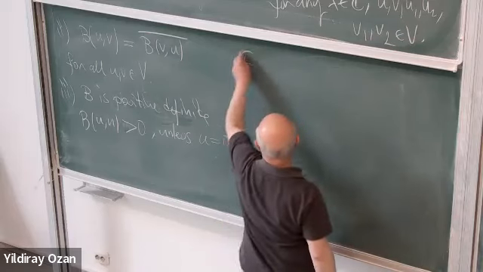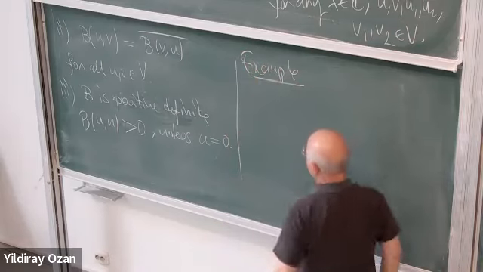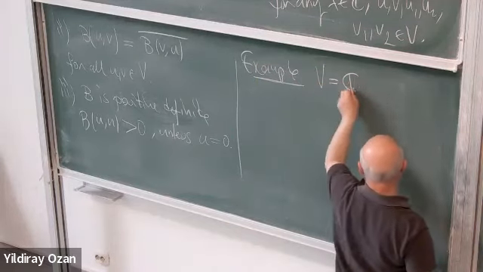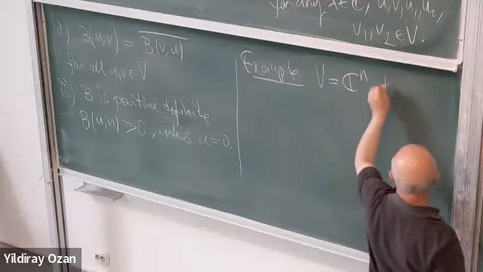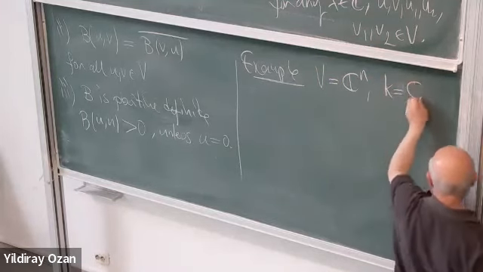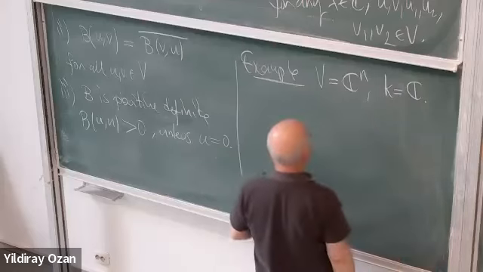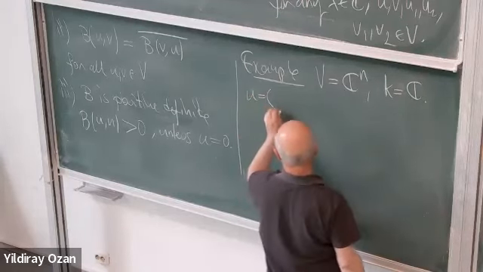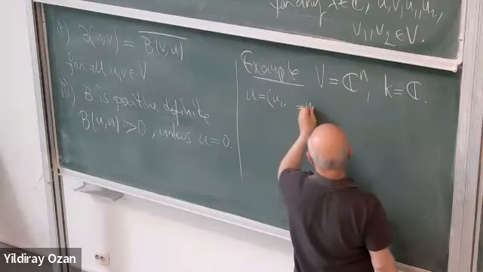Let's see some examples. One example. Consider Cn, okay? So our base field is just C. And let's define the inner product as follows. So for any two vectors, let's say U1, U1.